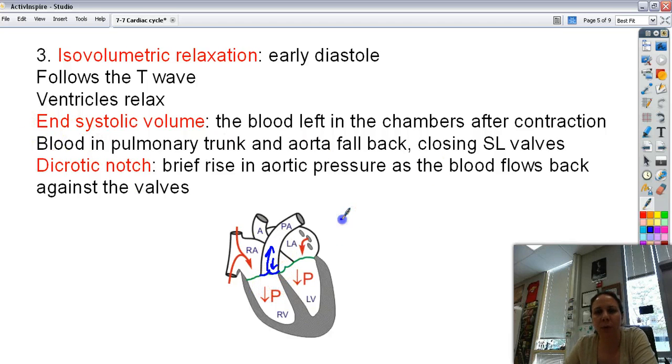And so if we're monitoring pressure, the pressure kind of goes down, but then goes thunk, and then goes down some more. So this little dip right there is called the dicrotic notch. Dicrotic means to fork, like a fork in a road. So this is a brief little rise in aortic pressure as the blood flows backwards and snaps the valve shut.